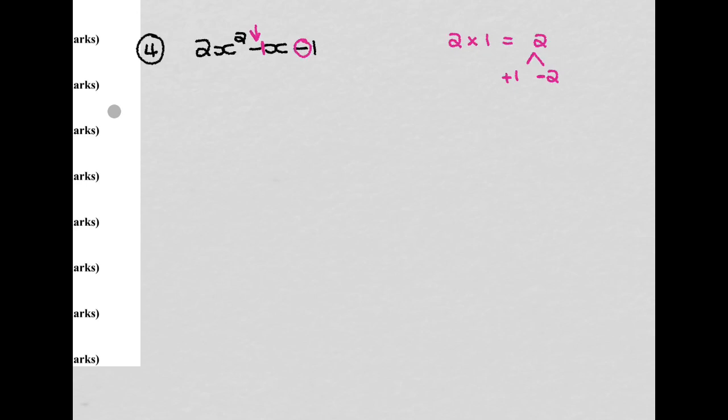Now it continues to be the same. So I write down the 2x squared. But now I'm going to write down plus 1x minus 2x minus 1. From here, it continues to be the same. Factorize the first 2. I can take x out, and I am left with 2x plus 1.